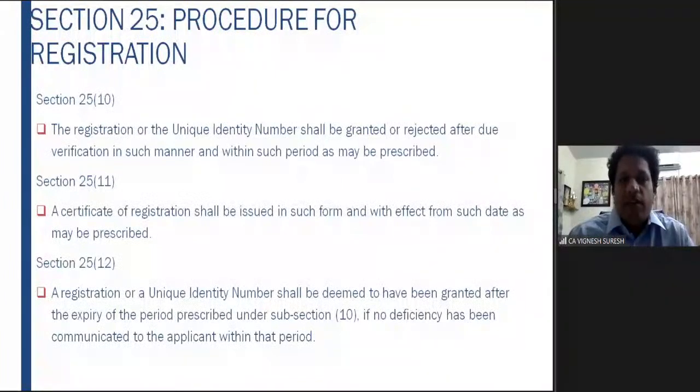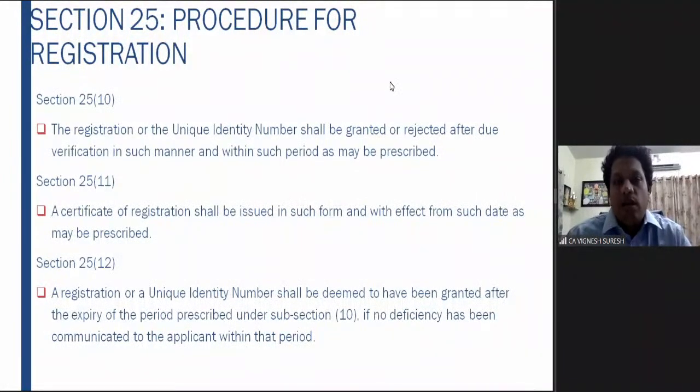Then 25 subsection 10 speaks about whether the registration or the UIN will be granted or not. It is very, very simple. The registration or the unique identification number will be granted or rejected after due verification in the manner and within such period as may be prescribed.